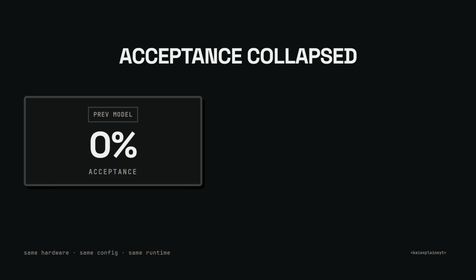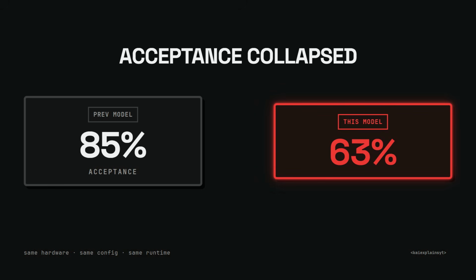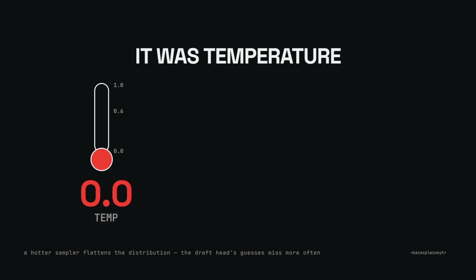And then a second researcher found something stranger still. His draft acceptance had collapsed from around 85% on the previous model release to around 65% on this one. Nothing had changed in his setup. Same hardware, same config, same runtime. The cause turned out to have nothing to do with the model at all. It was temperature. He was running the sampler at 1, because that's what Qwen's own authors recommend for this model.